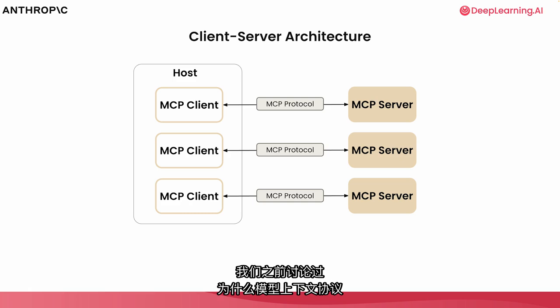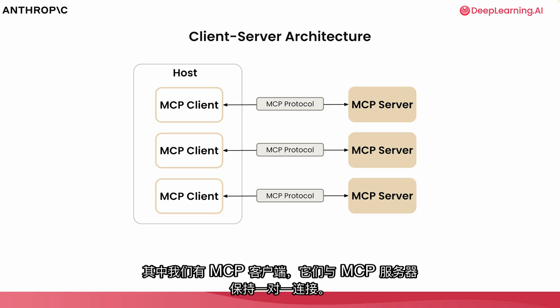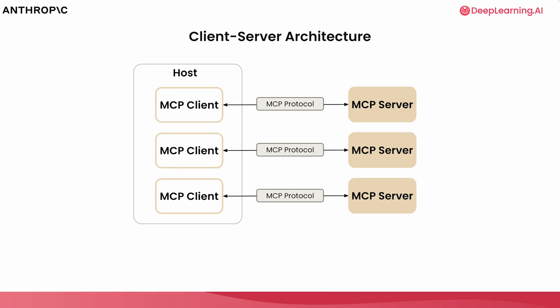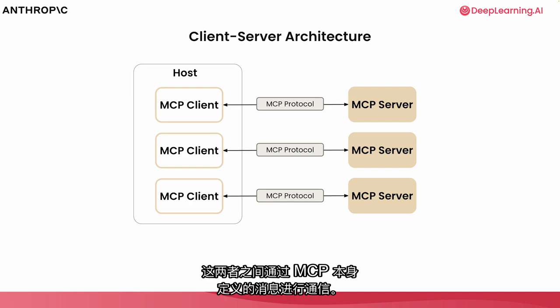So we previously spoke about why the Model Context Protocol is so useful for building AI applications and connecting to external data sources. Now let's dive a little bit deeper into the architecture behind MCP. Similar to other protocols, MCP follows a client-server architecture, where we have MCP clients that maintain a one-to-one connection with MCP servers. The way these two communicate with each other is through messages defined by the MCP itself.